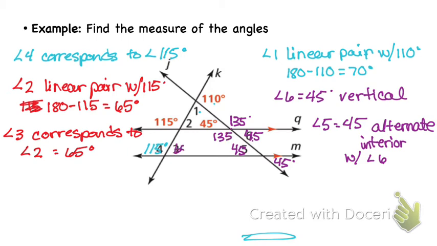3 was 65, 2 was 65. So that makes this one 65 and 65 and 115. And 1 was 70, so this is 70. So I could fill in all these other angles. They just didn't ask them for me using my vertical angles and linear pairs.